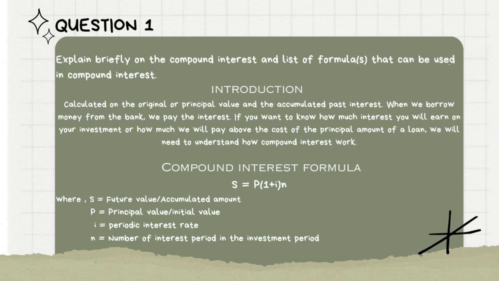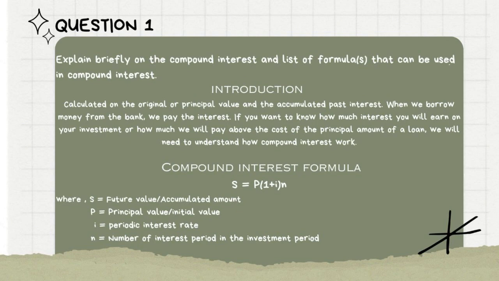First, for question number 1, explain briefly the compound interest and list the formulas that can be used in compound interest. Introduction: calculate on the original or principal value and the accumulated past interest. When we borrow money from the bank, we pay interest. If we want to know how much interest we will earn on our investment, or how much we will pay above the principal amount of a loan, we need to understand compound interest.